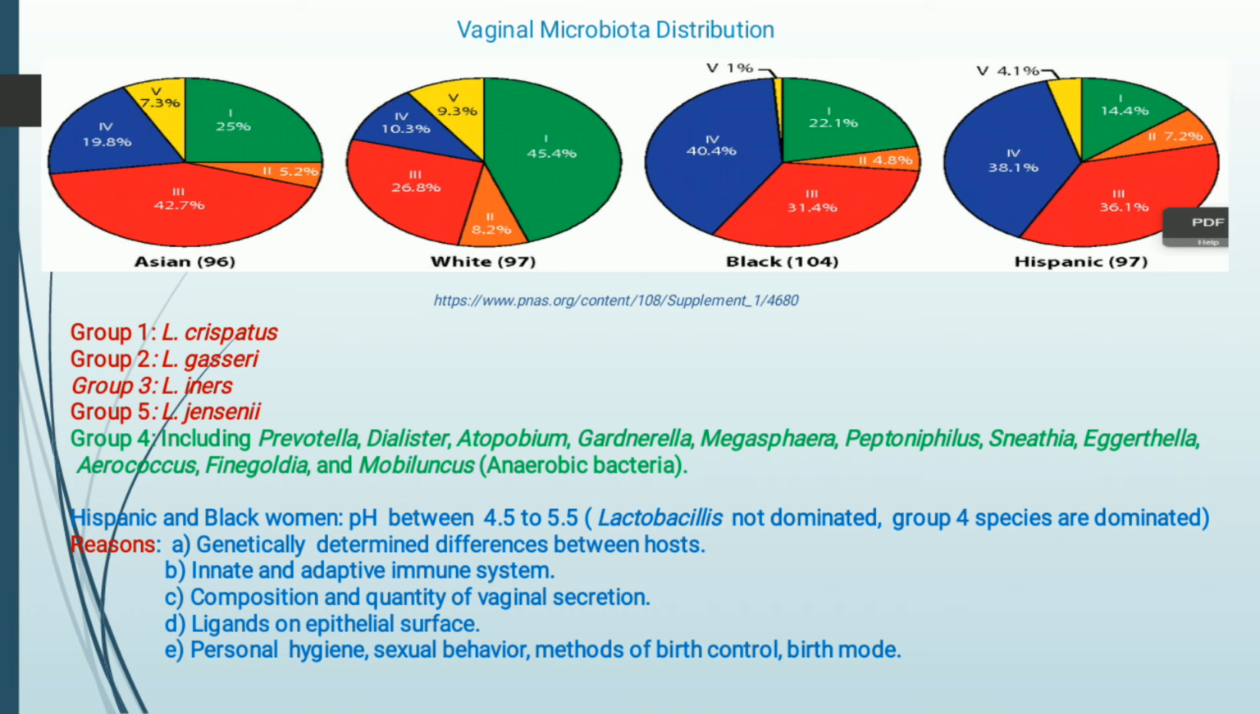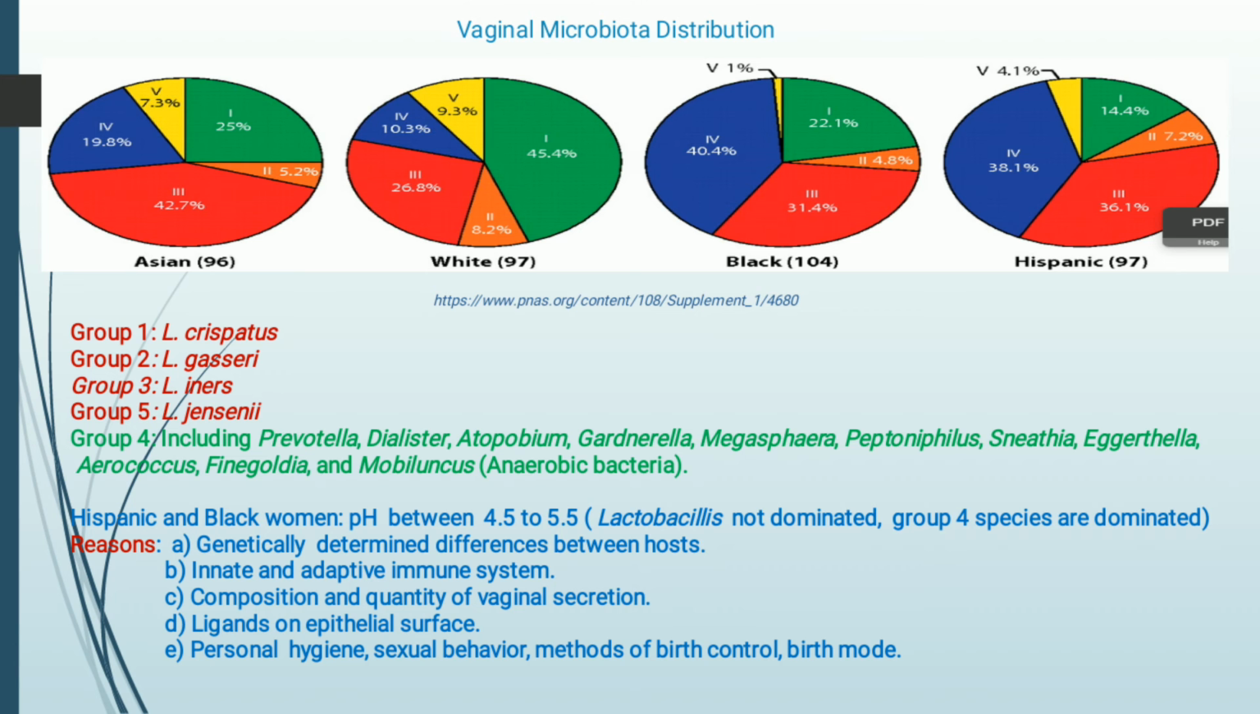Okay, so here you can see there are four pie charts. These four pie charts represent Asian women, white women, black women, and Hispanic women. The number in the parenthesis represents the females on whom the study was done. Here five groups are represented. Group 1 is represented by green color, group 2 by orange color, group 3 by red color, group 4 by blue color, and the fifth group by yellow color.